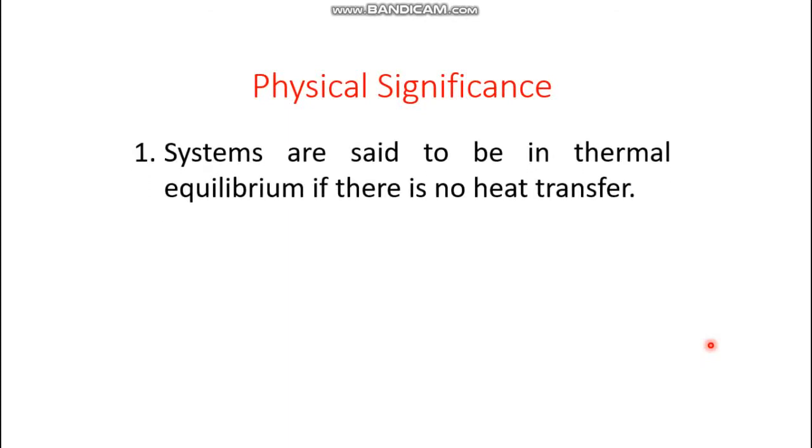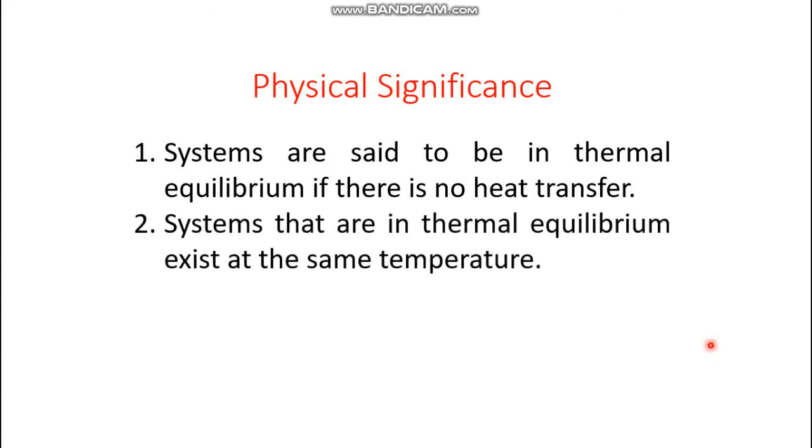So what about the physical significance of the zeroth law of thermodynamics? The physical significance is that systems are said to be in thermal equilibrium if there is no heat transfer. So if heat transfer takes place between two systems, then we can conclude that there is no thermal equilibrium. But if after getting them into contact with each other there is no transfer of heat, then we come to the conclusion that they have attained thermal equilibrium.